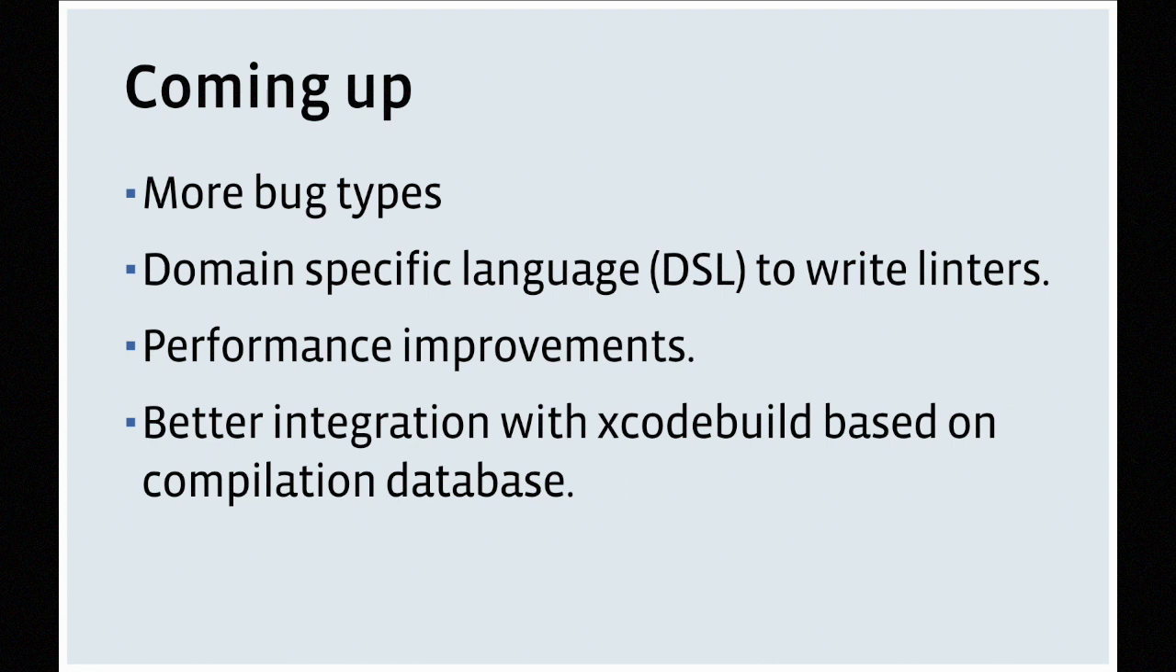So that's that. In the future, we are working on adding more bug types, both in the interprocedural analyzer and in the linters. And we are also working on a domain-specific language to write the linters. So the idea would be that you just write a rule in some text file using a specific language, and then Infer can use that rule. So it will make it much more scalable.